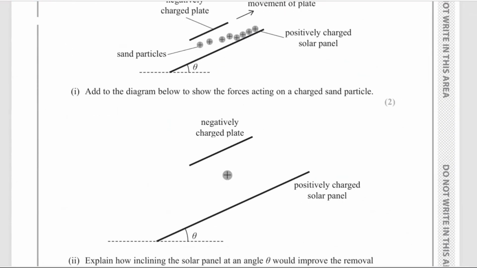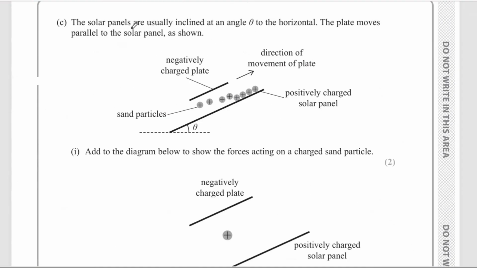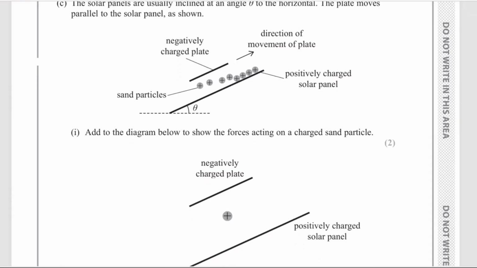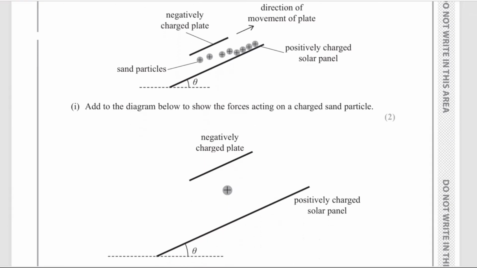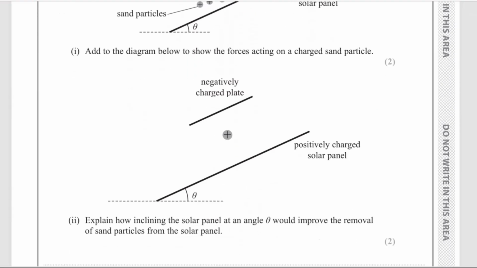Now we have got this one, right? So, the solar panels are usually inclined at an angle theta to the horizontal. The plate moves parallel to the solar panel, something like this. Add to the diagram to show the force acting on the charged sand particle. So if you want to talk about the force acting on the charged sand particle, it is for very sure that the sand particle would have a force, since it has to be a vertically downward force, right, acting on it.